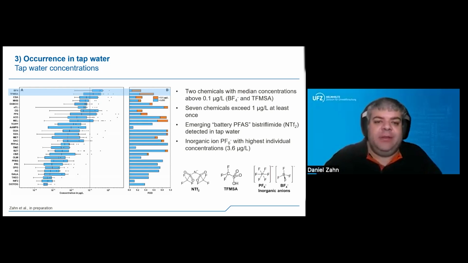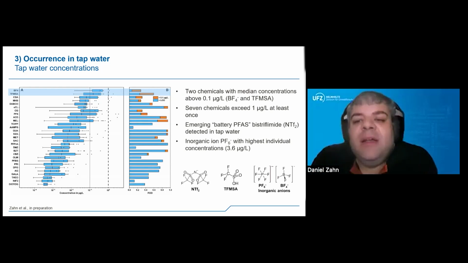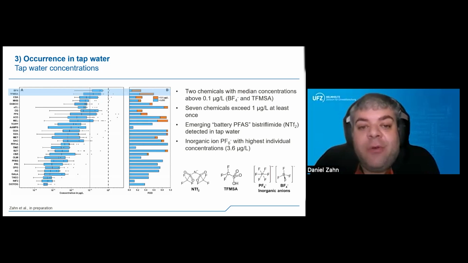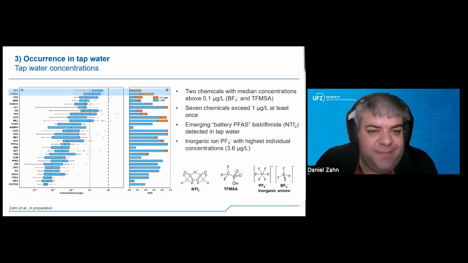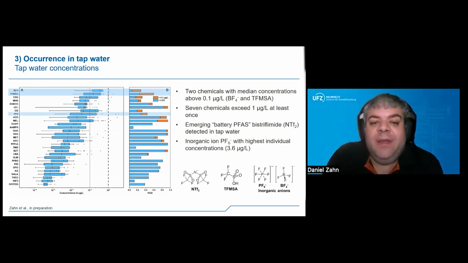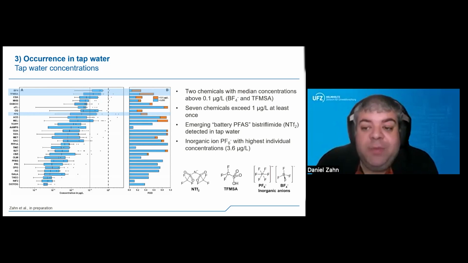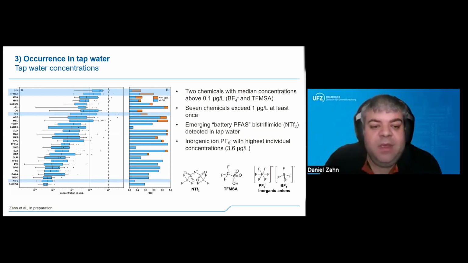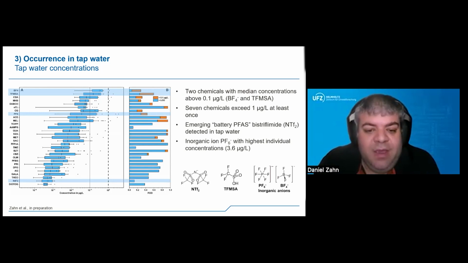We have 7 chemicals that exceed a tap water concentration of 1 microgram per liter at least once in our data set. The highest one of those is the PF6, the other inorganic anion, where we found a maximum concentration of 3.6 microgram per liter in tap water. And to also have a look at a chemical that has been popping up again and again over the last years, this is NTF2. Rarely it's present in low concentration, but we also found it in tap water.